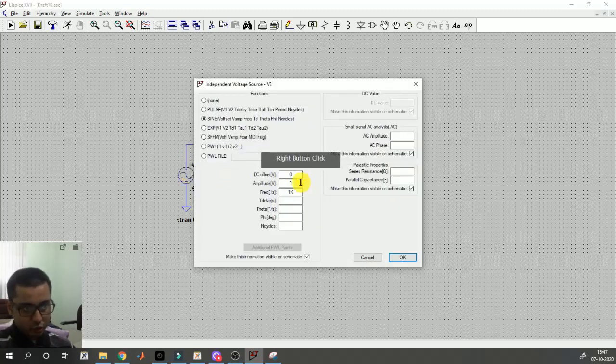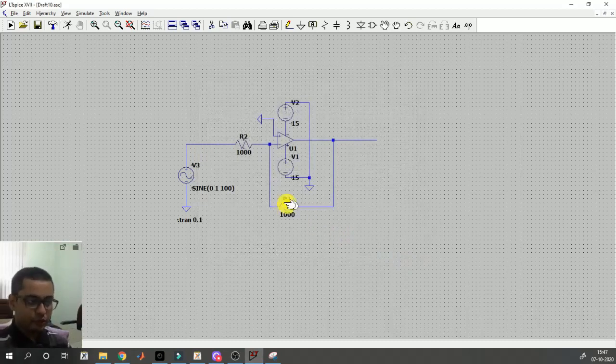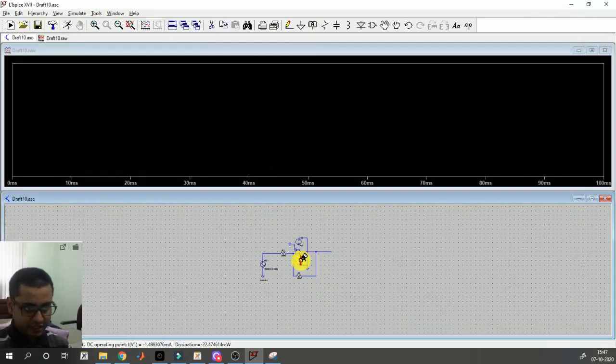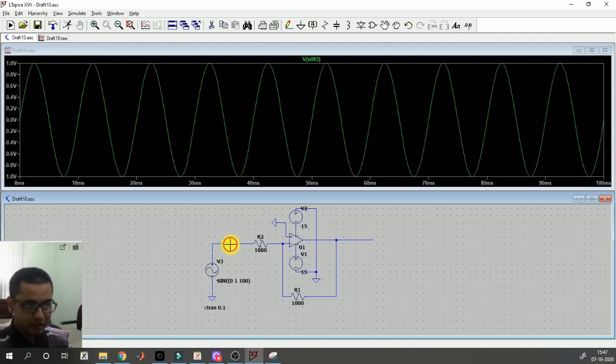Then right click on the source and let me set the amplitude to 1 volt and frequency to 100 Hertz. You can pick the value you like, and now I will click on run. So the circuit is already running, and now if I touch this input terminal with the voltage probe, you will see this oscillating sinusoidal voltage with 1 volt amplitude.